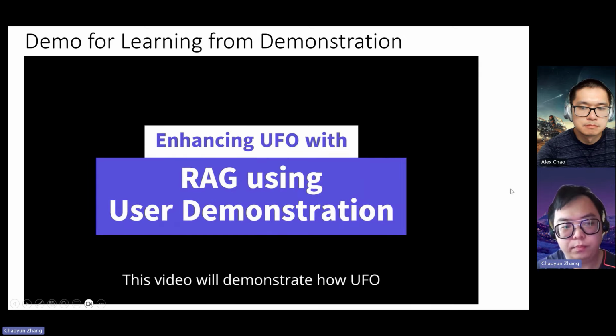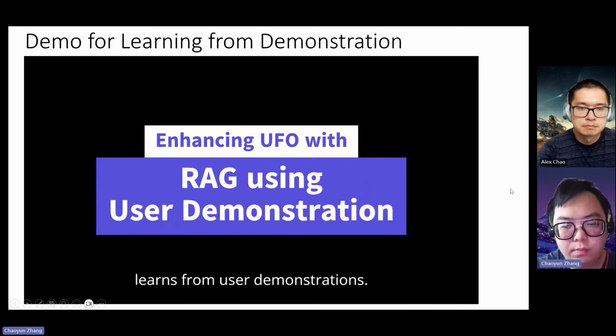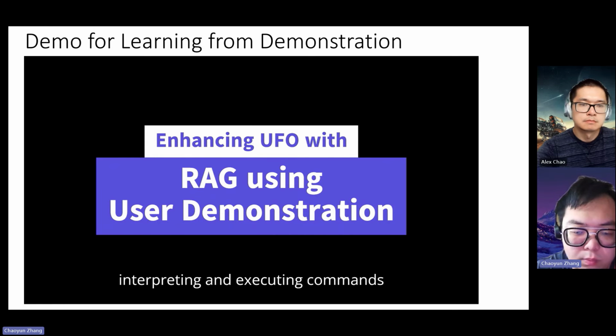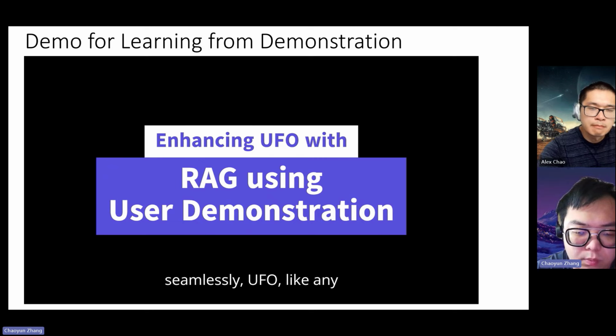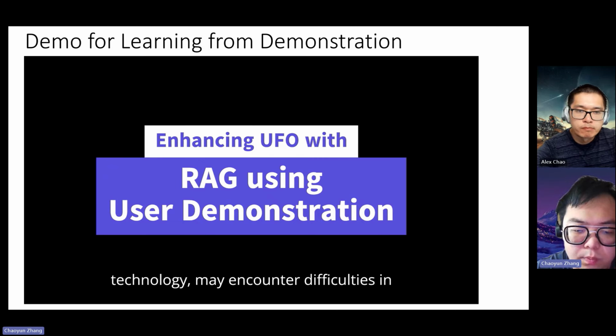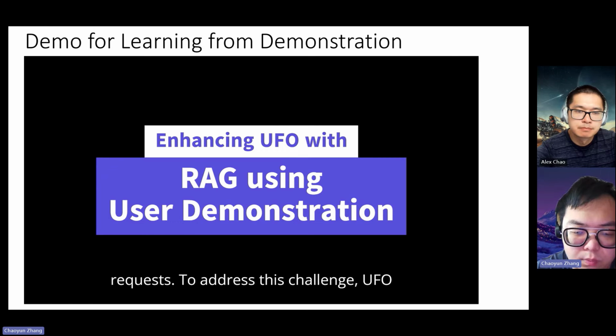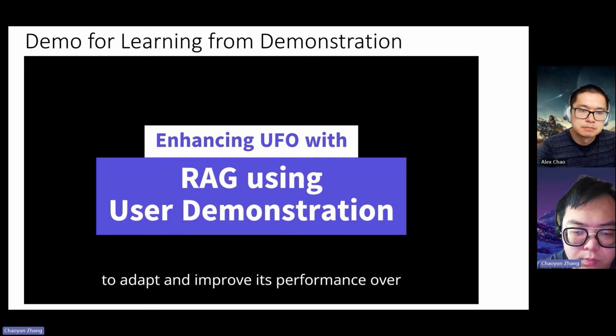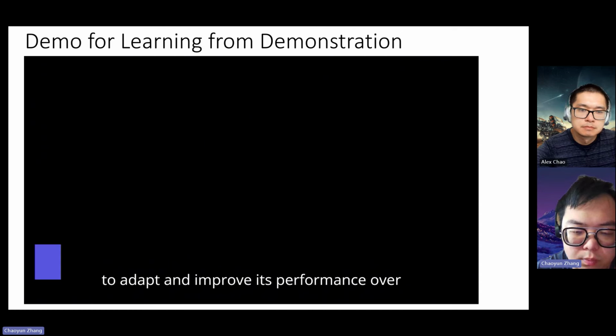This video will demonstrate how UFO learns from user demonstrations. Despite its advanced capabilities in interpreting and executing commands seamlessly, UFO, like any technology, may encounter difficulties in accurately understanding complex user requests. To address this challenge, UFO employs a sophisticated approach. It observes and analyzes user interactions to adapt and improve its performance over time.